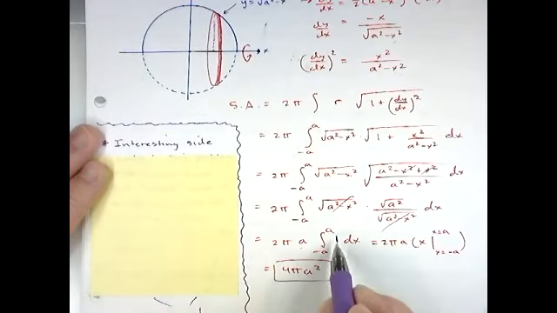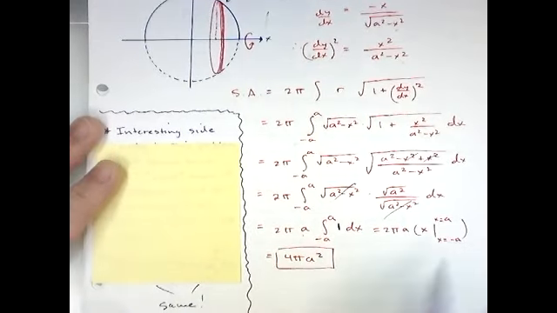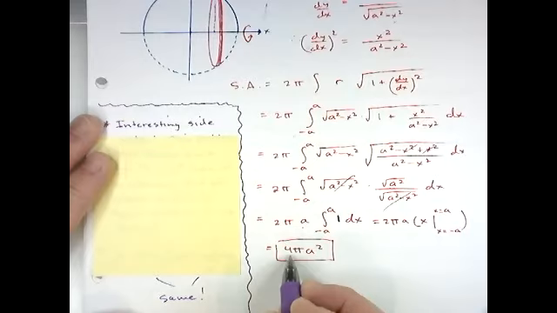And the antiderivative of 1 is just going to be x. If I plug in from x equals a to x equals negative a, that gives us the maybe familiar formula for surface area. It's 4 pi times a squared. 4 pi times the radius squared is the surface area of a sphere.